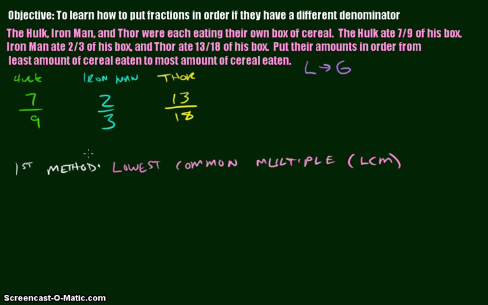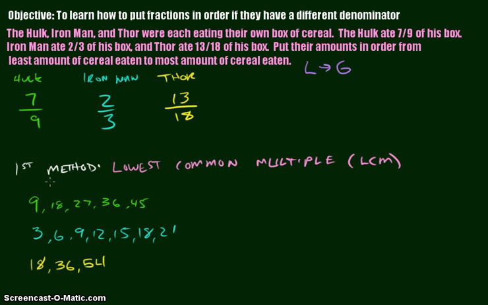So our first method is called the lowest common multiple, also known as the LCM. It's kind of the opposite of finding the greatest common factor, but you'll see there's some similarities. So I'm going to take each one of my denominators, my 9, I have a denominator of 3, and I have a denominator of 18. And I'm just going to write the first few multiples of each. So I have 9, 18, 27, 36, 45, and I'll stop there. I have multiples of 3: 3, 6, 9, 12, 15, 18, 21, and multiples of 18: 18, 36, 54, and I'll just stop there since those are bigger numbers.